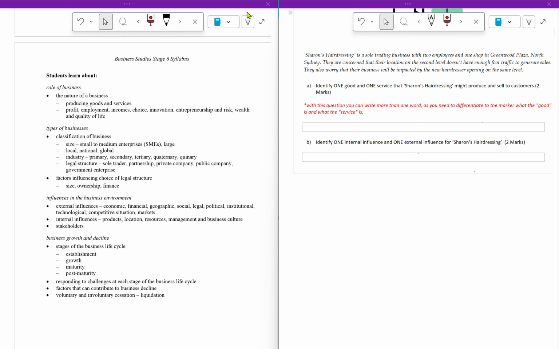Here, about to run you through how to answer a SAQ using a stimulus. So a stimulus is given in business studies by examiners in order to make you apply hypothetical case studies and see if you can go slightly beyond your knowledge of theory by applying it to an example. So a stimulus is what we see here on the right-hand side in this example, which is Sharon's hairdressing.